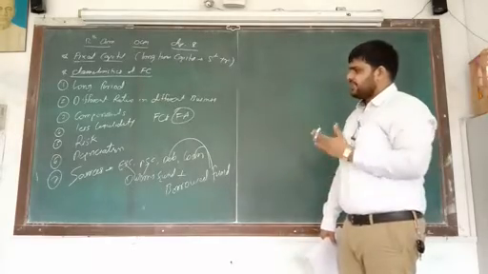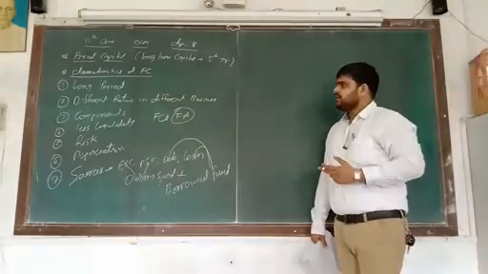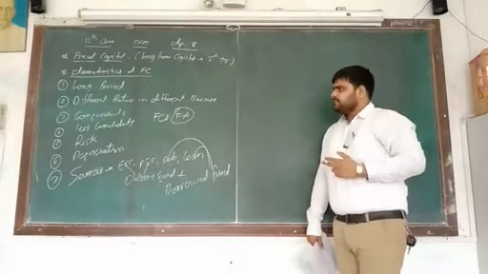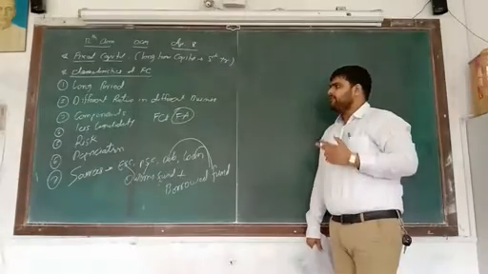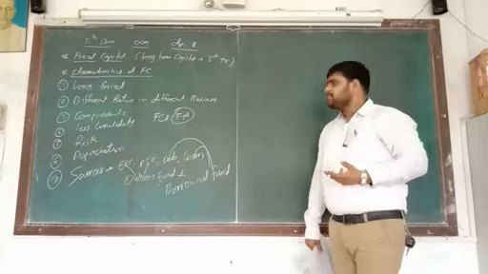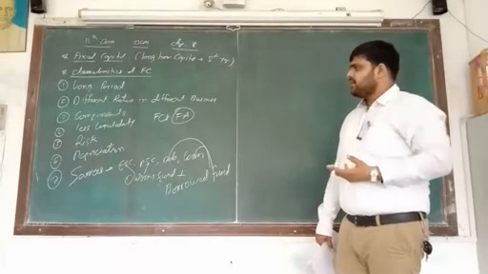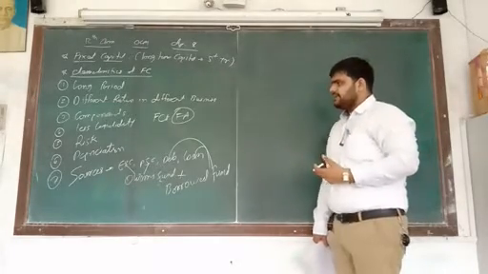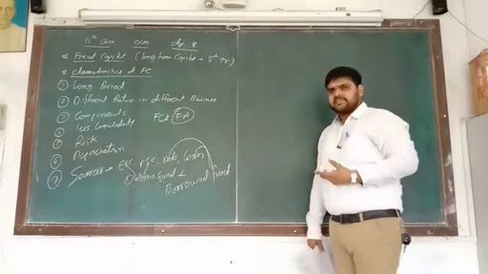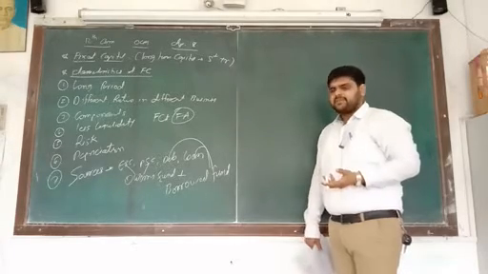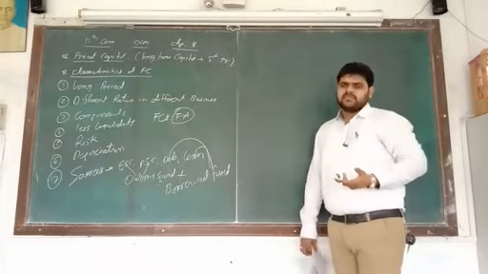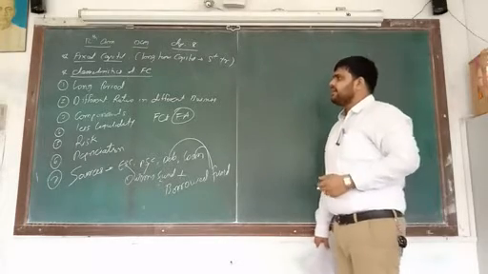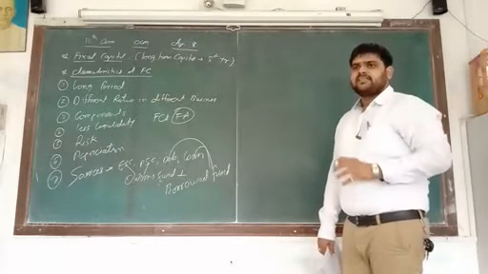How many? 7. Number 1, long period. Number 2, different ratio in different businesses. Number 3, components. Number 4, less liquidity. Number 5, risk. Number 6, depreciation. And number 7, sources. So these are the characteristics of fixed capital.